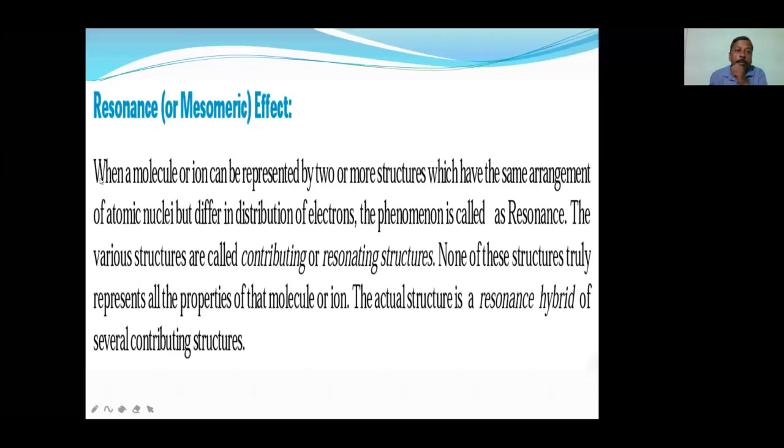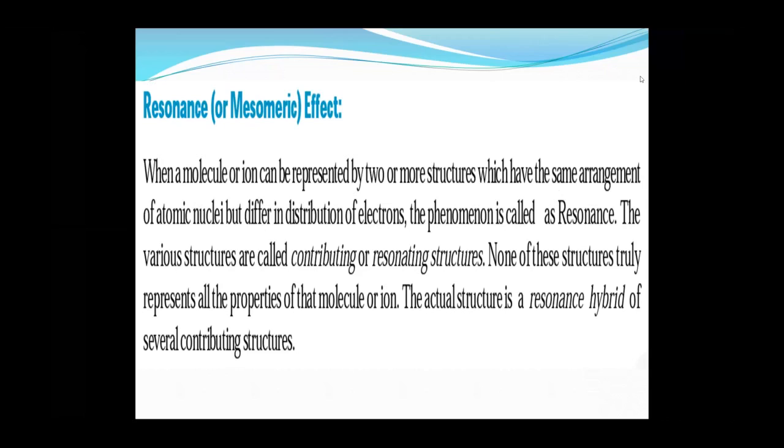Okay, resonance or mesomeric effect is just when a molecule or ion can be represented by two or more structures which have same arrangement of atomic nuclei. You should not change the position of atomic nuclei, but distribution of electrons can be changed. You can keep the electron anywhere, but you should not change the linkage with the atoms. If A is attached with B, then it should be attached with B only in all structures.